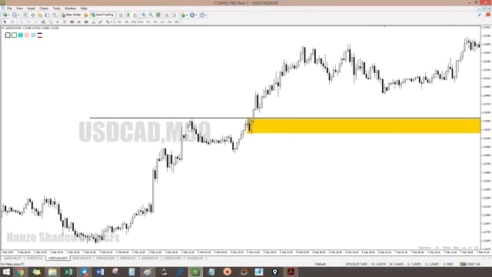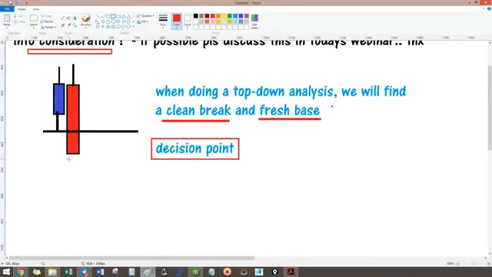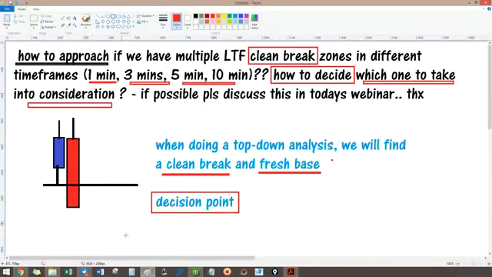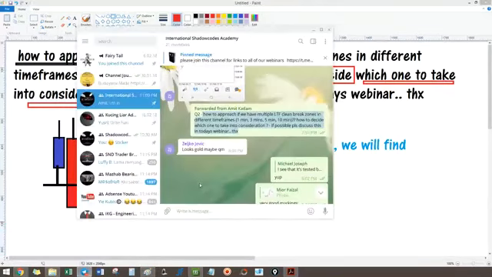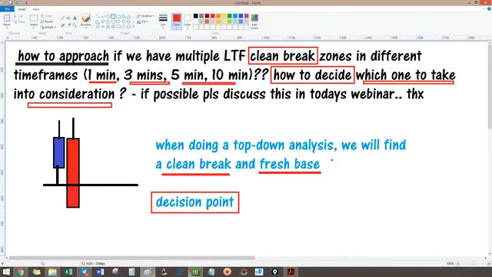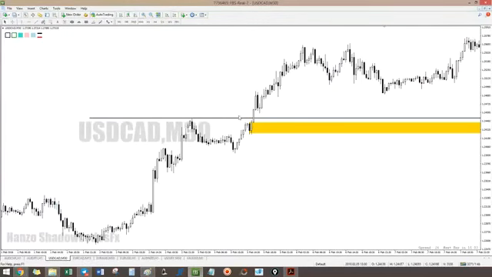Okay, we have a clean break here. So remember, if you want to find this decision point during a live trade, I think that one is Michael's question. This one I will discuss today: how to decide which one to take into consideration. All right, I'll answer Amit's question first. So this one is the clean break.